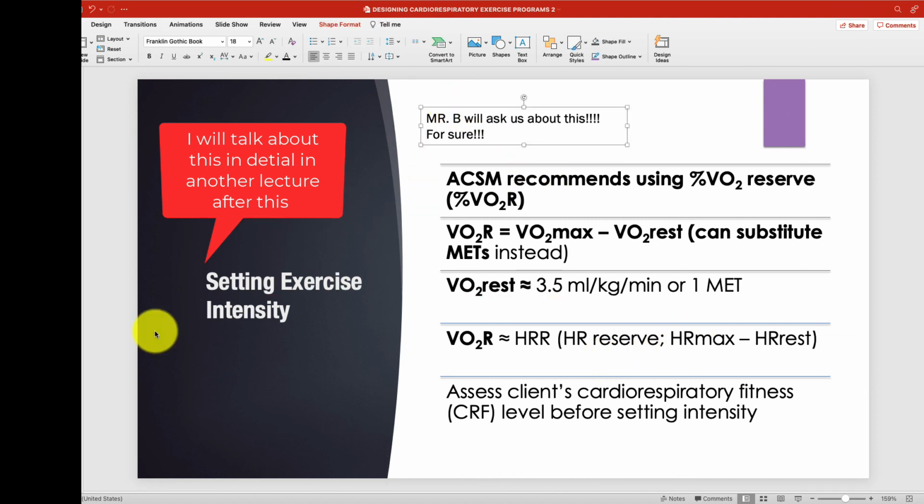Okay, so once we figured out the mode, we have to figure out the intensity. And ACSM recommends using a percent of your VO2 reserve.